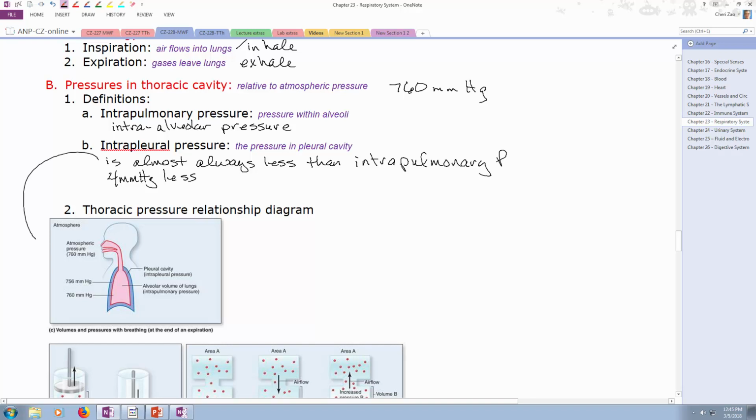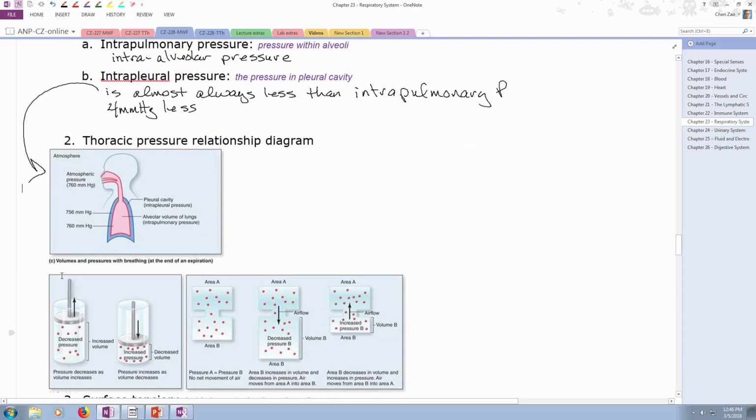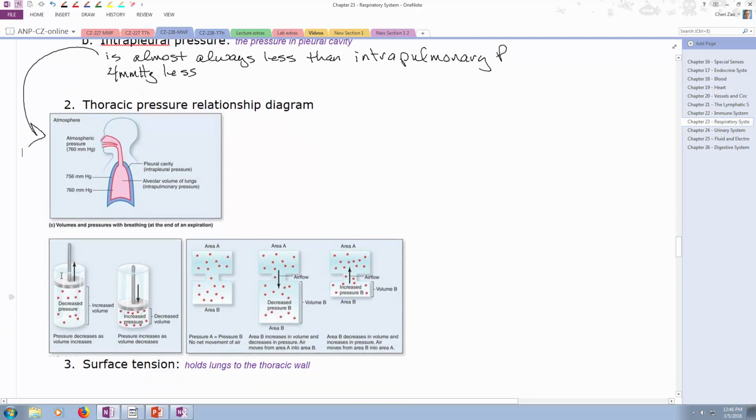Let's take a look at this thoracic pressure relationship diagram. Atmospheric pressure is all around us, correct? We are suspended in atmospheric pressure. What's the pressure inside your nose? Atmospheric pressure. What's the pressure inside your pharynx? Atmospheric pressure. What's the pressure inside your trachea? Atmospheric pressure, as long as there's nothing blocking it, right? Aren't we continuous with the atmosphere in all of these conducting zone structures? You guys following me with this?